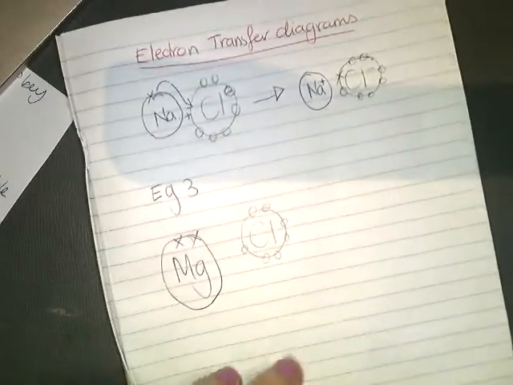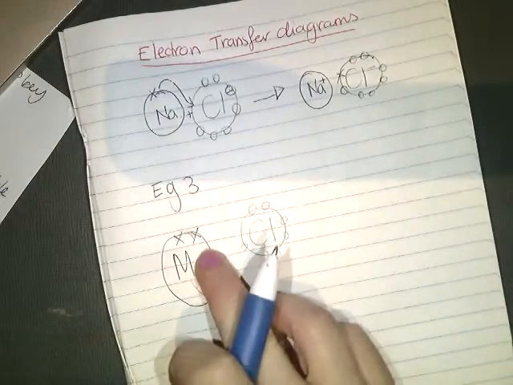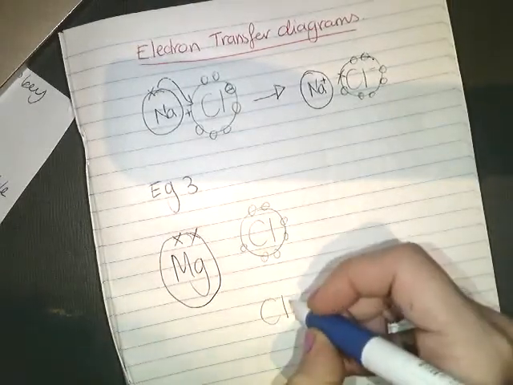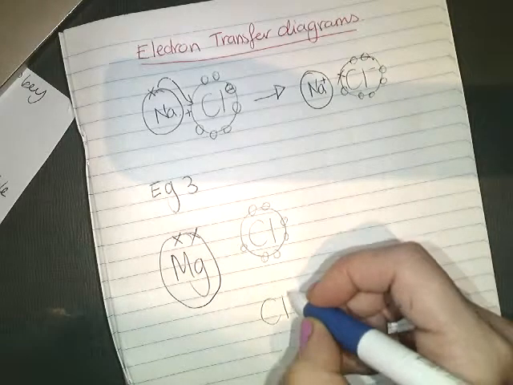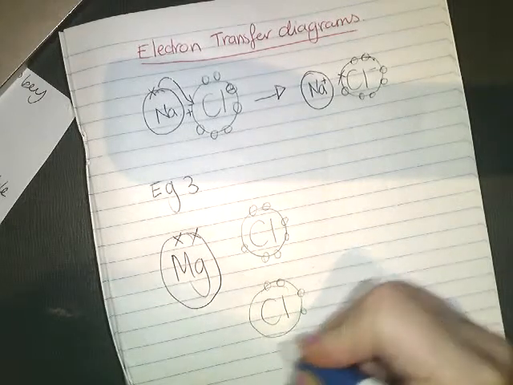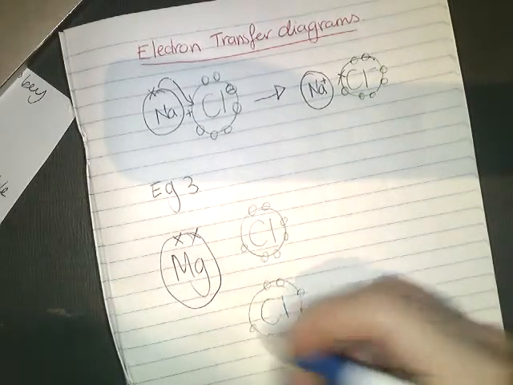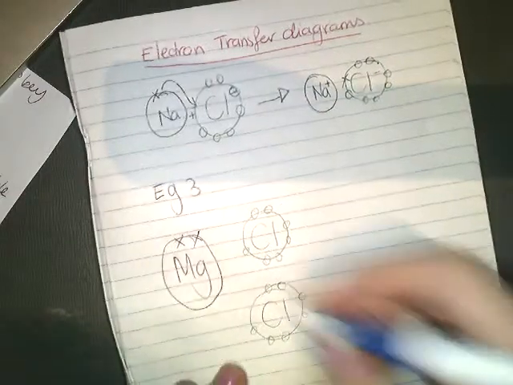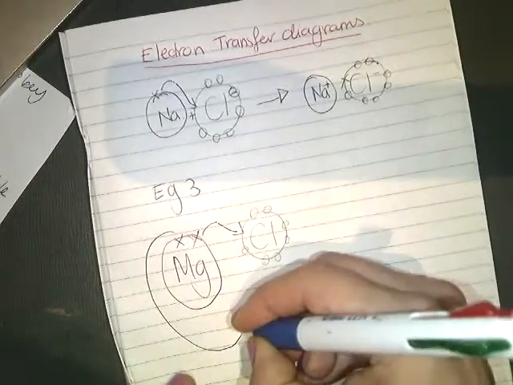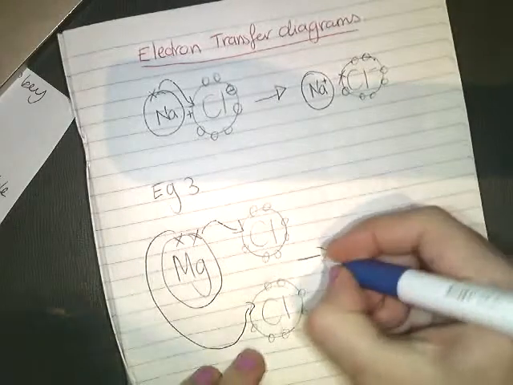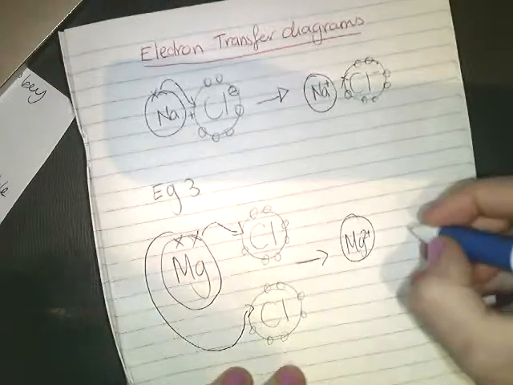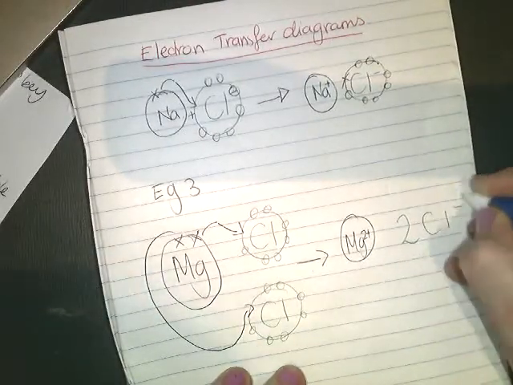Okay, so hopefully some of you figured it out and realized that magnesium has 2 to give, but chlorine only has 1 to take. So we actually need 2 chlorines to overcome this. So what we do is we draw in another chlorine. We put one magnesium's electron there, and we put the other one there. So our products will still be Mg2+, but they'll actually be 2 of the Cl-.